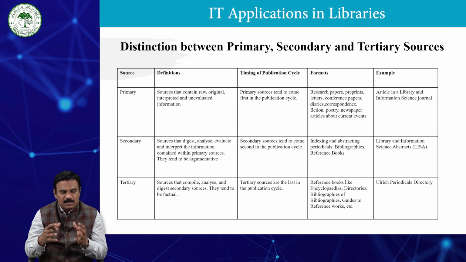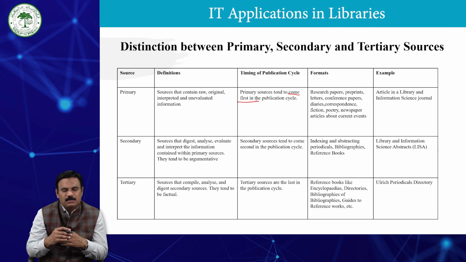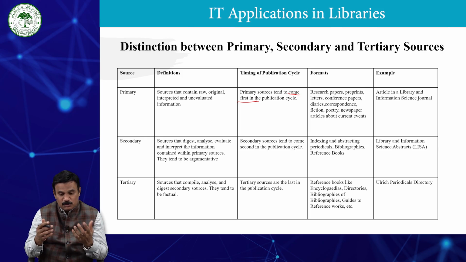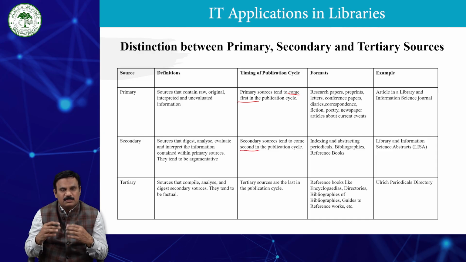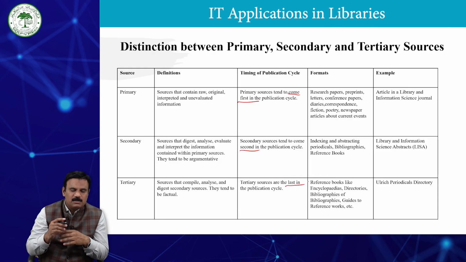But in secondary sources that digest, analyze, evaluate, and interpret the information contained within primary sources, they tend to be argumentative. And the tertiary sources that compile, analyze, and digest secondary sources tend to be factual. As for the timing in the publication cycle, primary sources tend to come first, secondary sources come second, and tertiary sources are the last in the publication cycle.